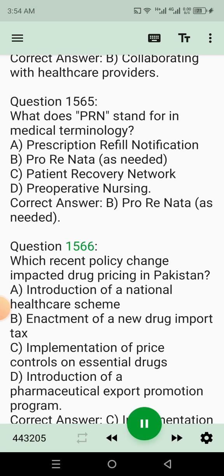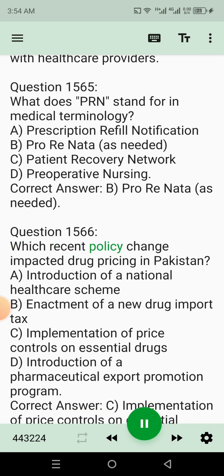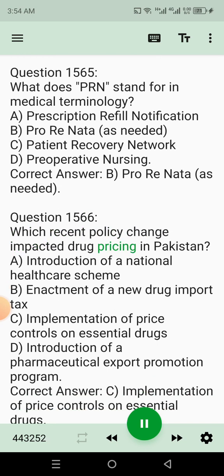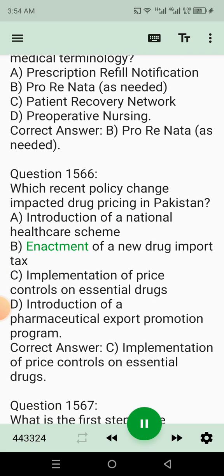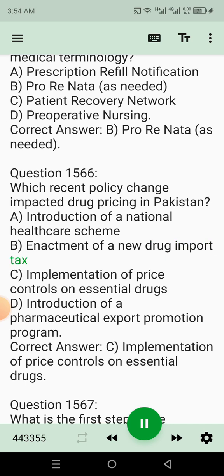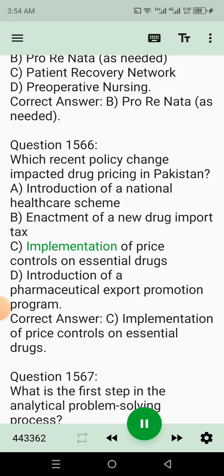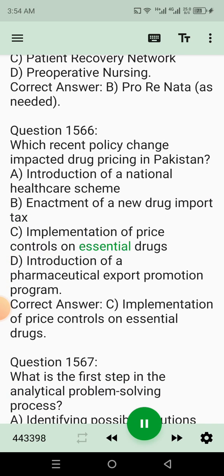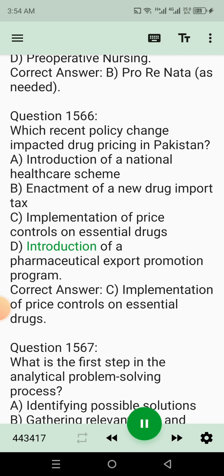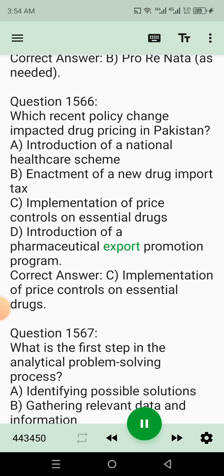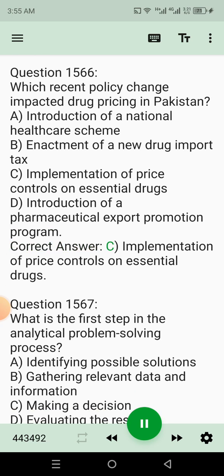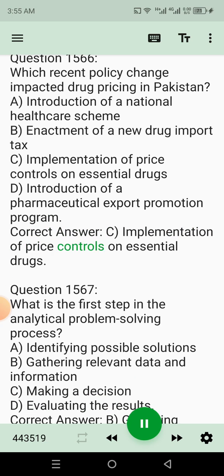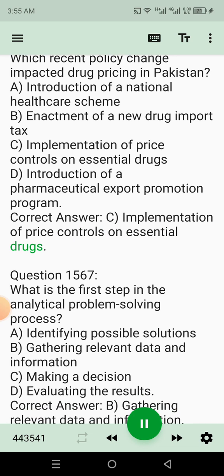Question 1566. Which recent policy change impacted drug pricing in Pakistan? A. Introduction of a national healthcare scheme. B. Enactment of a new drug import tax. C. Implementation of price controls on essential drugs. D. Introduction of a pharmaceutical export promotion program. Correct answer. C. Implementation of price controls on essential drugs.